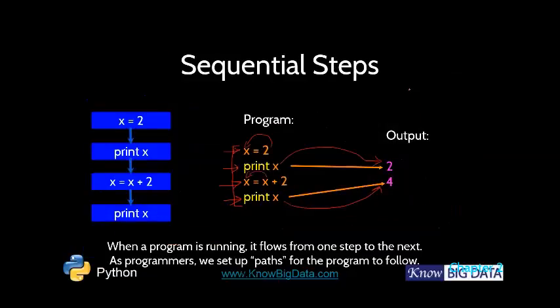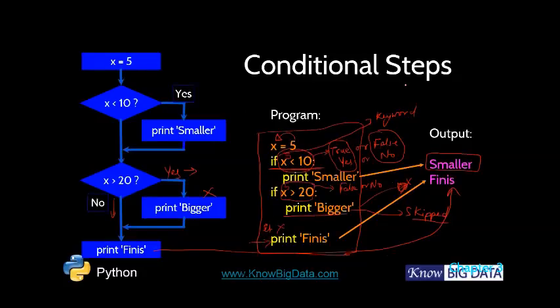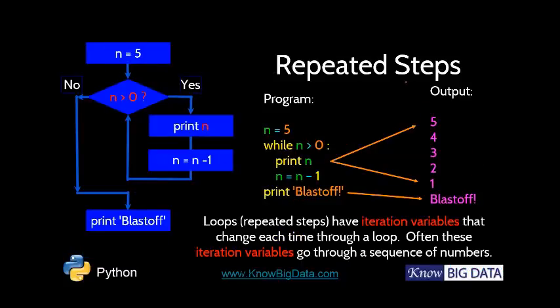We saw sequential steps. Now we are seeing conditional. Now let's see how repeated steps are done, how some steps are repeated. All right, now let's go through this particular program. Again, we have a variable called n, which is going to hold the value 5. While is again a keyword used to implement loops. Loops in the sense repetition. Repetition is nothing but looping.